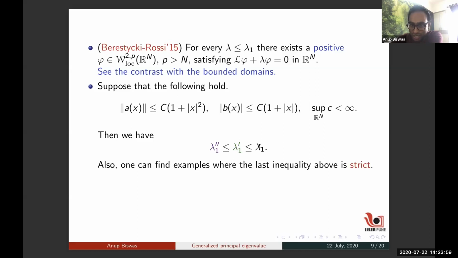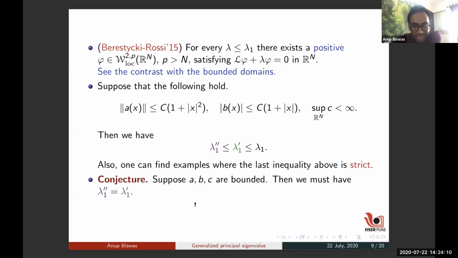So I cannot expect equality for this. But how about the purple one and the green one, that is, lambda 1 double prime and lambda 1 prime? It is left as a conjecture. Of course, there is a large family for which they are equal, but it is a conjecture of Berestycki and Rossi that if A, B, C are bounded, then one must have these two equal. The conjecture is still open. We don't know any counterexamples, and nobody has been able to prove that for all bounded A, B, C they are equal. So this is a conjecture.